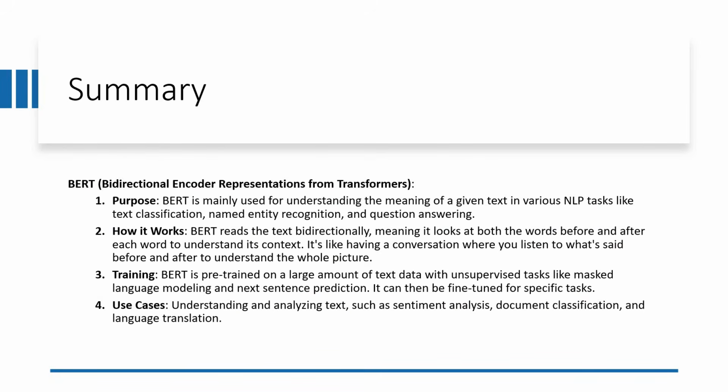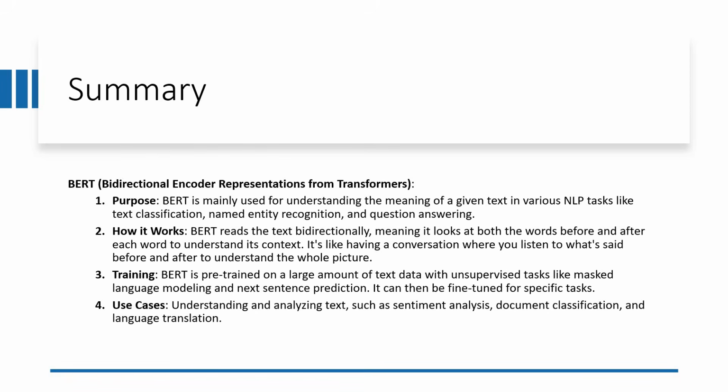Now quickly we'll summarize. What is BERT? The purpose is very simple. Bidirectional Encoder Representations from Transformers is mainly used for understanding the meaning of a given text in various NLP tasks like text classification, named entity recognition, and question answering. How does it work? Very simple.